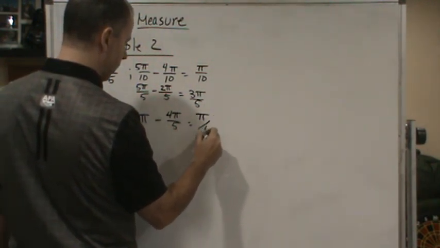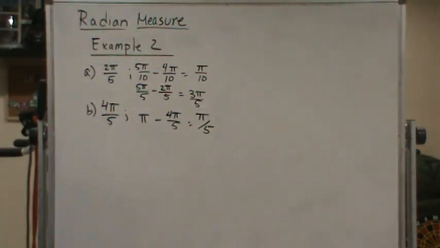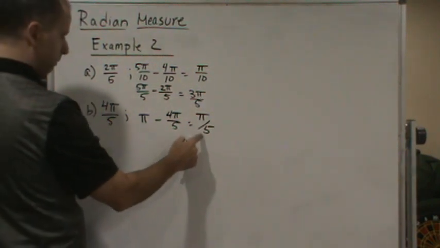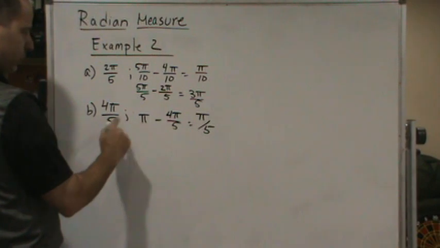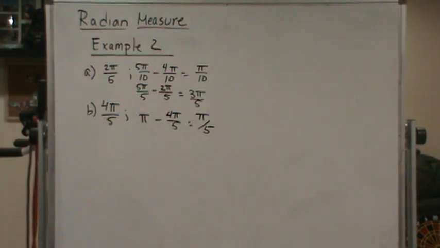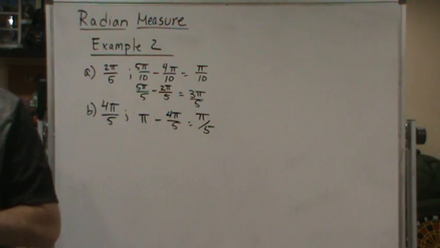Pi over 5, right? Because 1/5 plus 4/5 equals 1, okay? And so that's the supplement. No complement, but there is the supplement to the angle. Okay, and that's it.